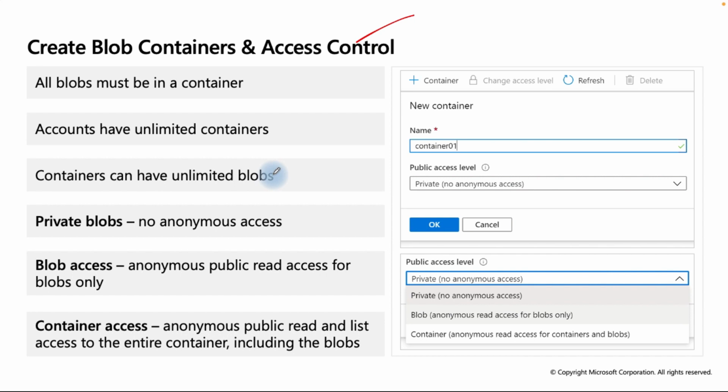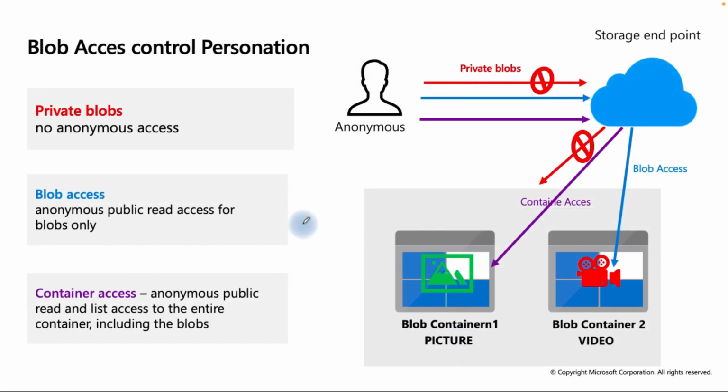Okay, this one we will cover for access control. There are three types of access control for blobs: private, blob access, and container access. Here you can see the public access level, which decides how we can access your blobs: private, blob, or container. We will discuss these three. For demonstration purposes I will show one picture.